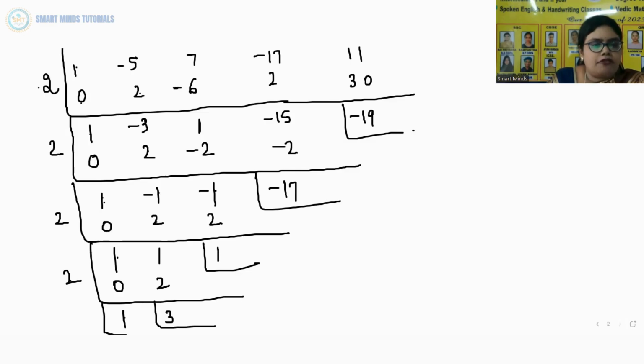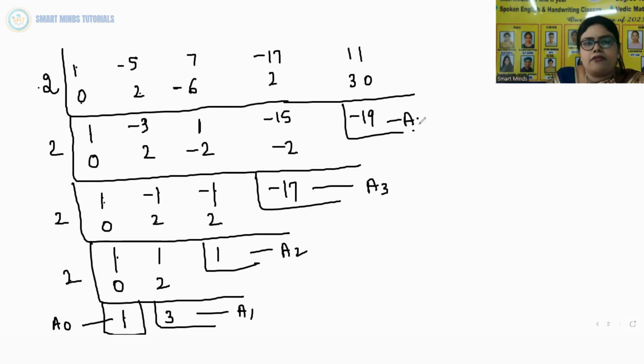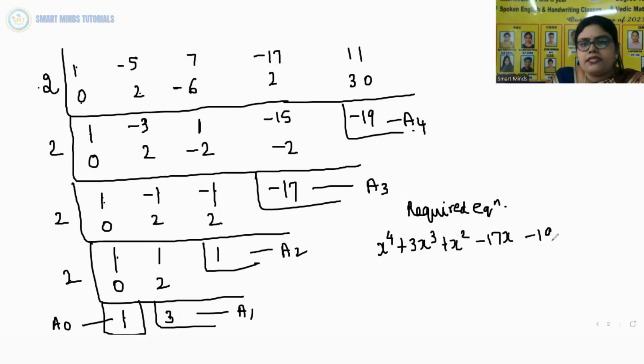Now you see, start from here. This is A0. This is A1. This is A2. This is A3 and this is A4. So what is the required equation? Required equation is A0 into x power 4. So 1 into x power 4 is x power 4, A1 into x cube. So x power 4 plus 3x cube plus x square minus 17x minus 19 is equal to 0. This is the required equation.